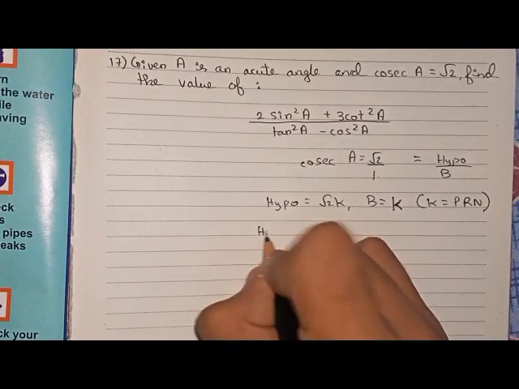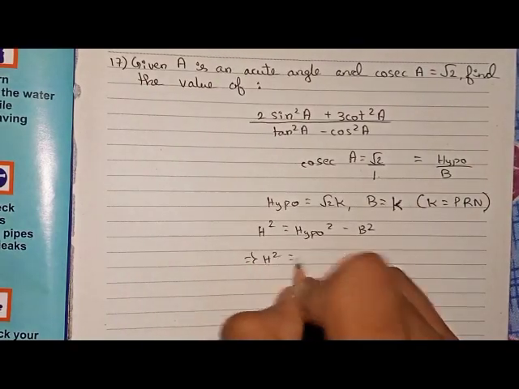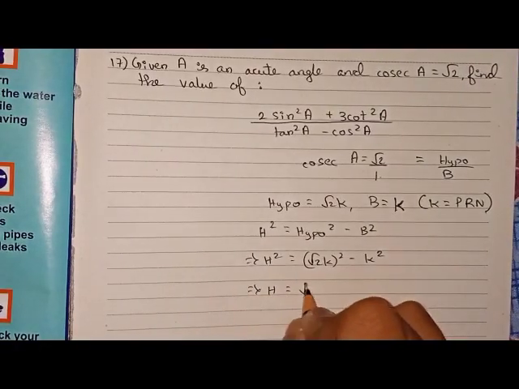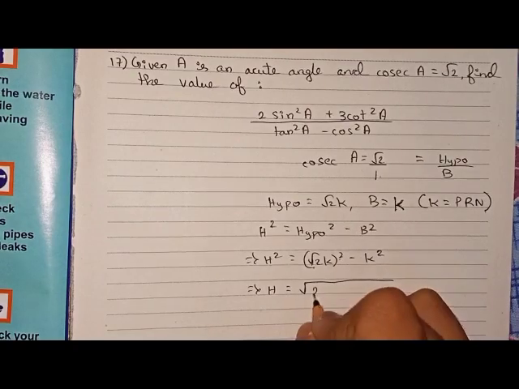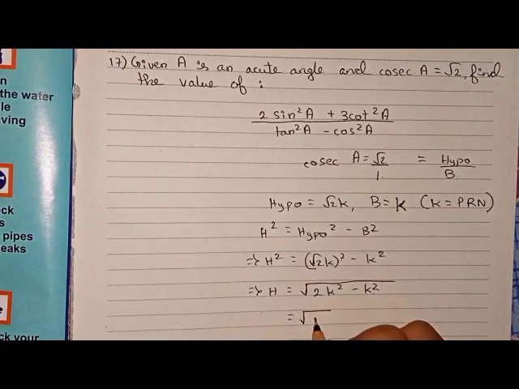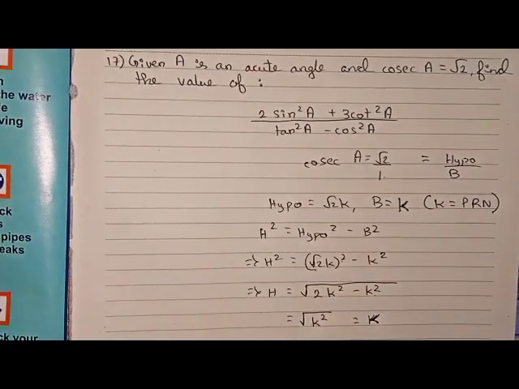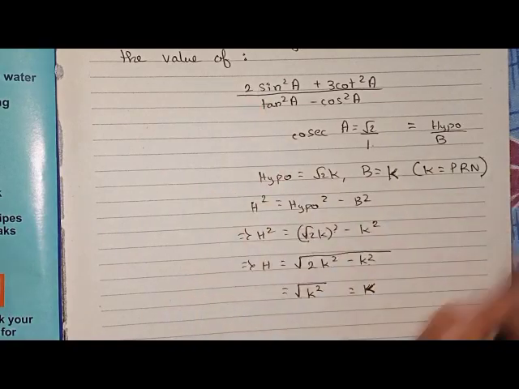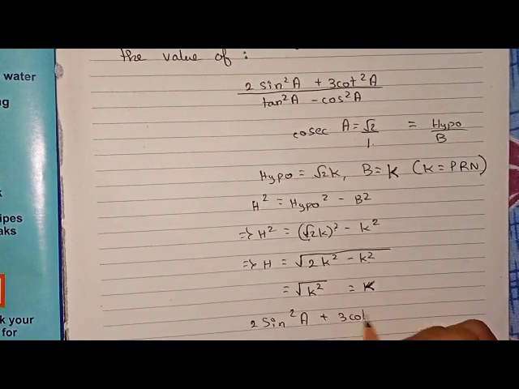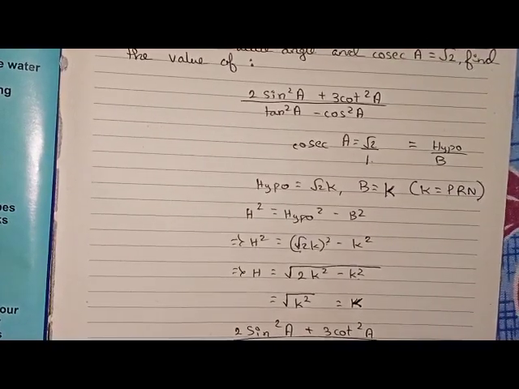So now we will find out the height. Height square is equal to hypotenuse square minus base square, applying the direct formula. So root 2 k whole square minus k square. So height is equal to root over root 2 to the power of 2 k square minus k square, that is 2k square minus k square, which is only k square. So only k. That means the value of height is also k. Now we will find out the value of this: 2 sin square A plus 3 cot square A by tan square A minus cos square A.